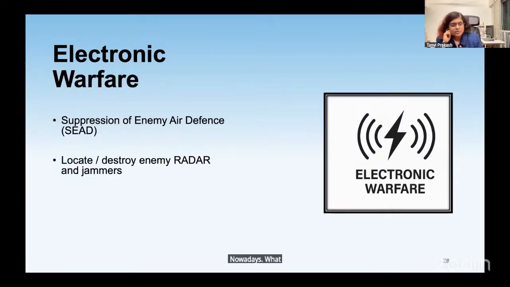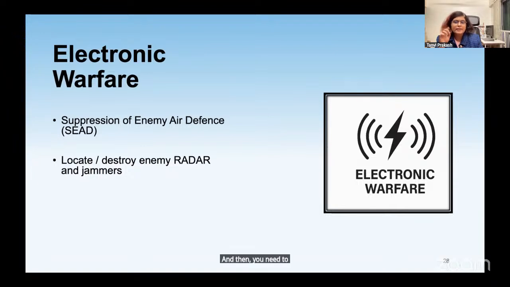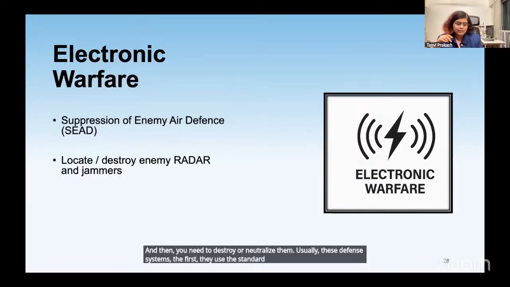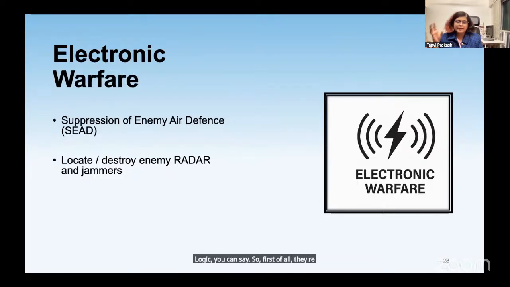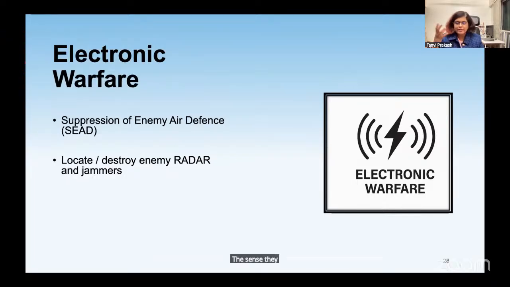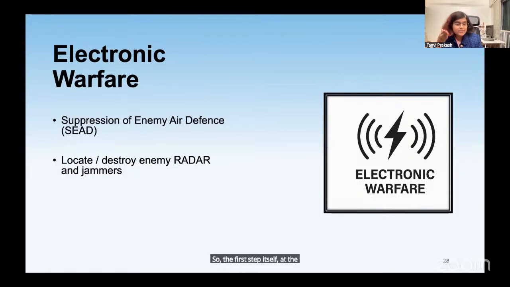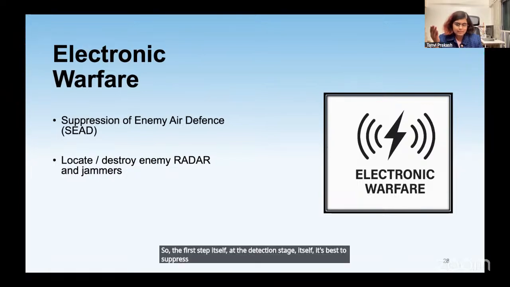What this basically means is you locate, first of all, they don't tell you where they're defending, right? So first you have to locate where their defenses are, and then you need to destroy or neutralize them. Usually these defense systems use the standard detect, sense, and avoid logic. First of all, they're looking all the while, detecting if anything is coming close to them. They sense, they check whether you're a friend or a foe. If you're an enemy, then they will say, okay, avoid, and they will try to destroy you. So at the detection stage itself, it's best to suppress these air defense equipment.